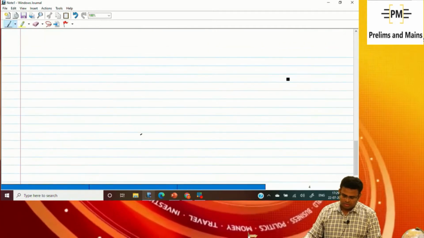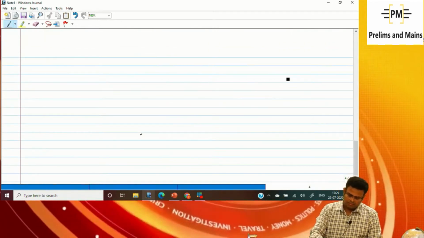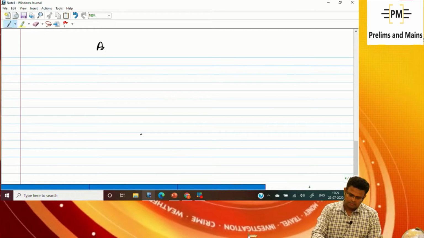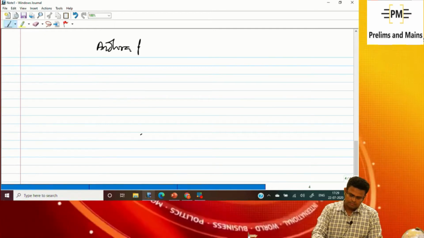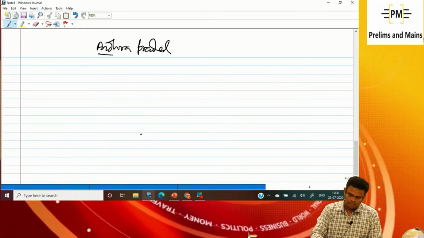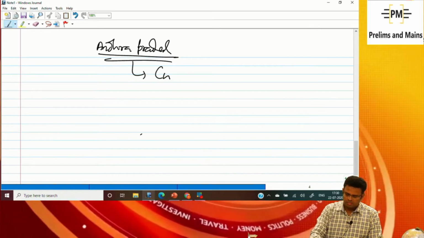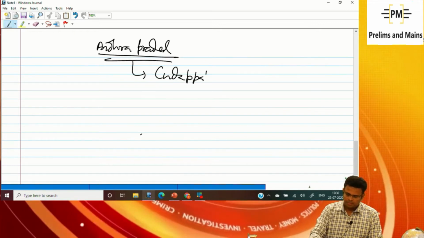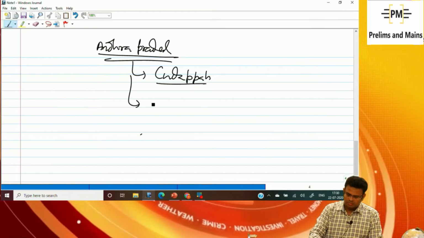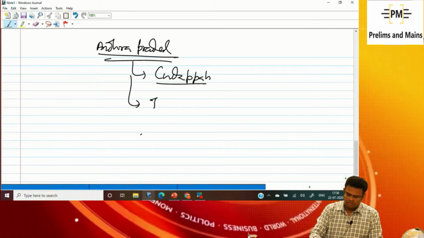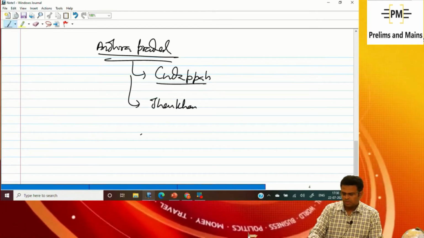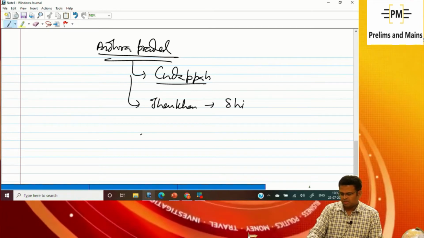So we can see that in Andhra Pradesh, the region is Kadapa. And in Jharkhand, the region is Singhbhum.